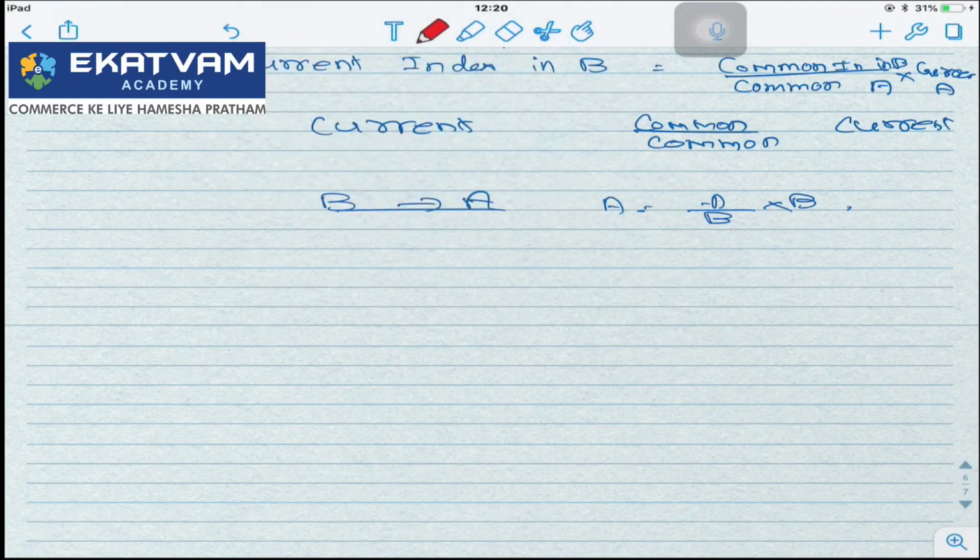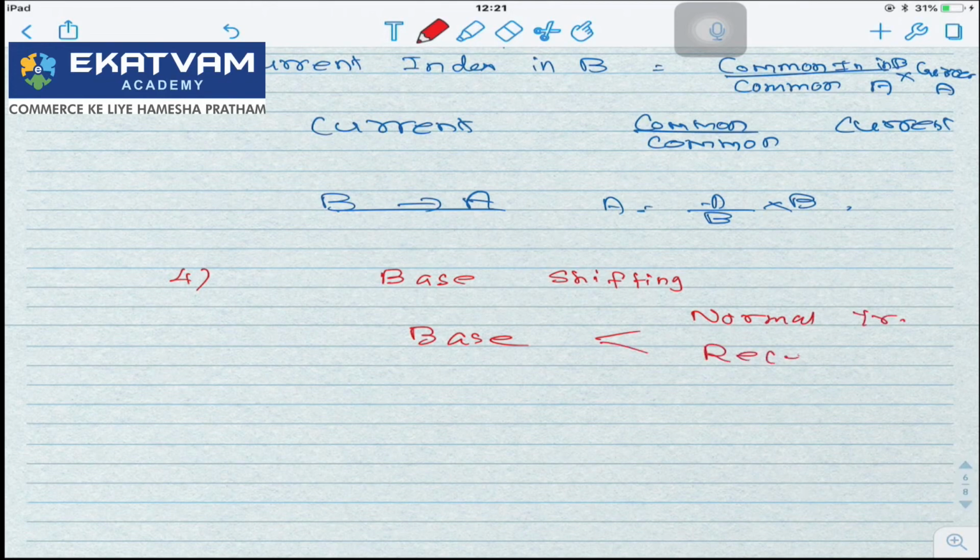Type number 4 being base shifting. Now tell me, how should the base be? Base should be the normal year. And it should be the recent year. Now this is an MCQ. It should be the recent year. Normal year and recent year.